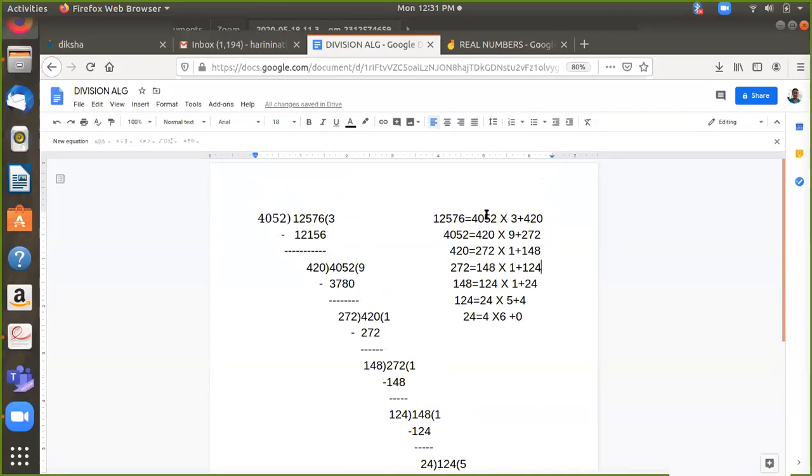That is by trial and error only. You should multiply and see. 2 times means it will come around 8,000. 3 times means somewhere around 12,000. 4 times it will go to 16,000. So I don't have 16,000 here. So I know 3 times it will come. So multiply this with 3 and subtract it from 12,576. Your remainder will be ready.